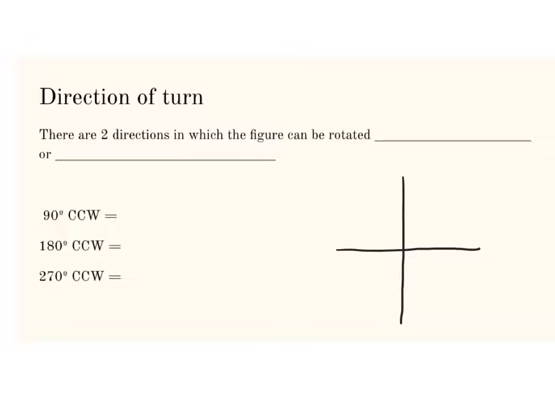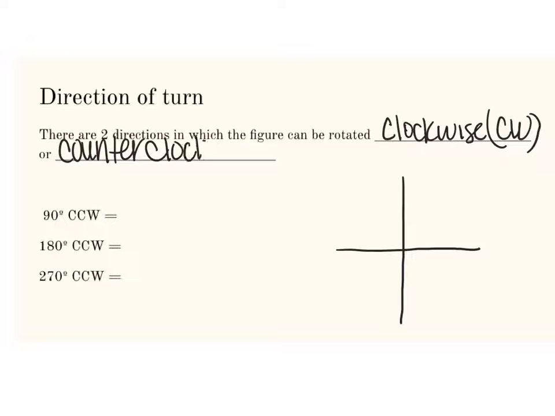For the direction of turn, we have two directions in which the figure can be rotated. We have clockwise, which they may abbreviate as CW, or counterclockwise, which they will abbreviate as CCW, and this is the one that they're going to use the most. But I do want to talk about both of them.